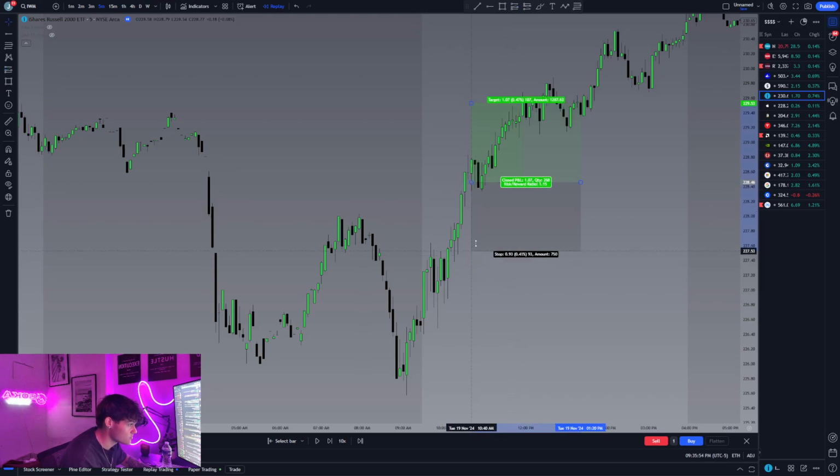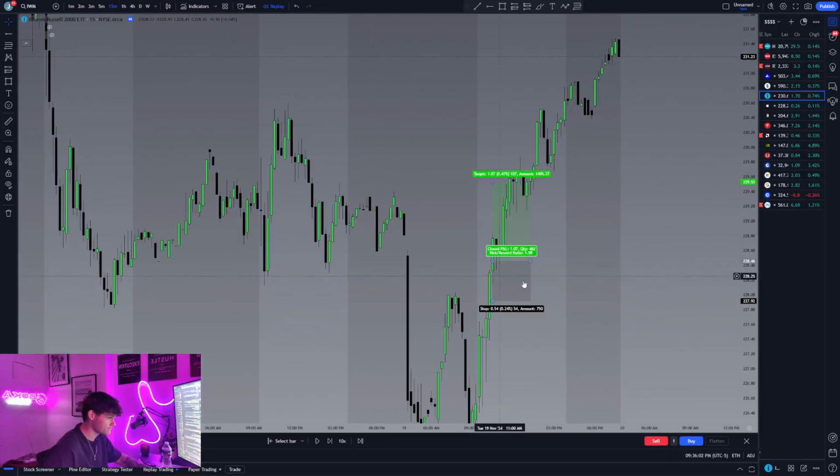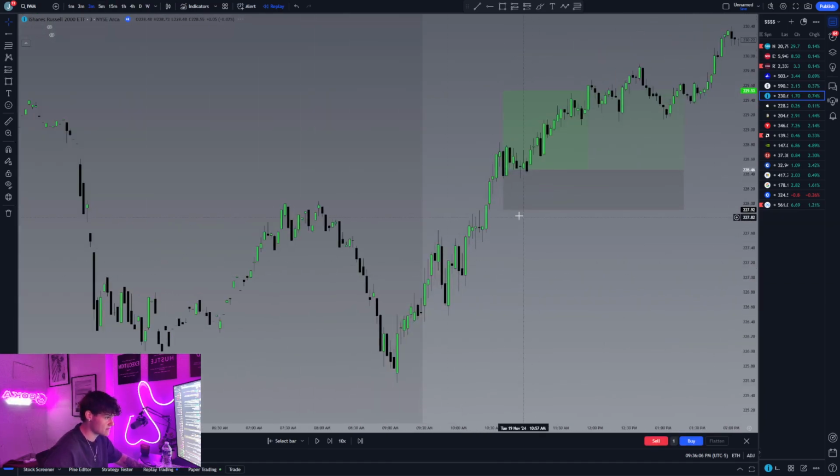This is literally super high up. Not the best risk to reward, but it's up there. And look, we're trending up for the rest of the day. It's just a trending day. Let's see if there was a 15 minute fair value gap. No 15 minute. Let's see if there was a 3 minute after the break.